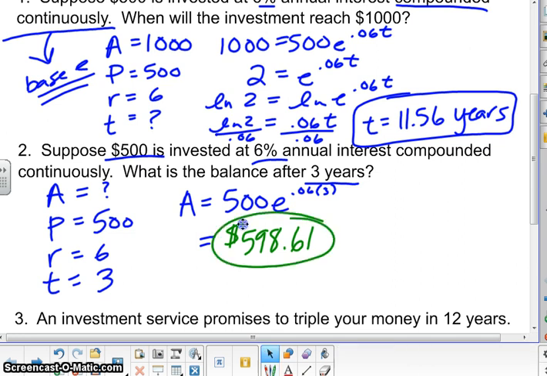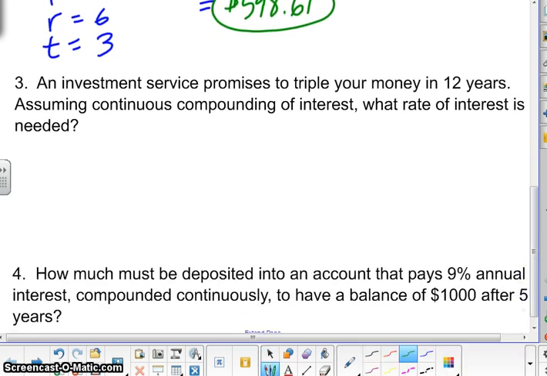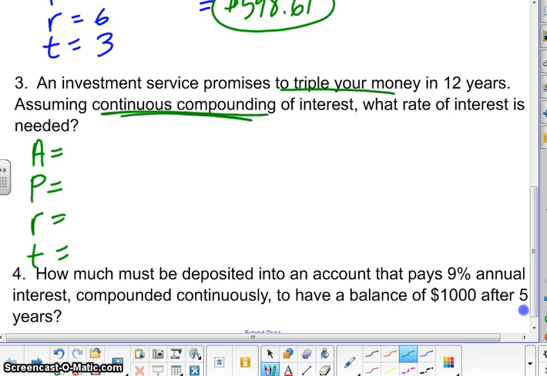All right, very good. So let's go to the next one. An investment service promises to triple your money. That's going to be handy to know if it's triple. And then in 12 years, assuming continuous compounding, again, there's your keyword for using PERT, what rate of interest is needed? So there's our unknown right there. We know that it is to be tripled. We know the time is 12 years.